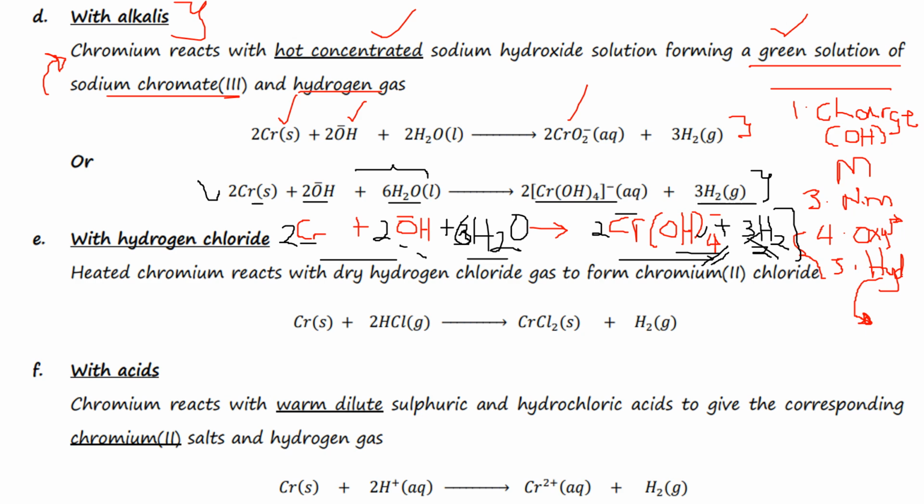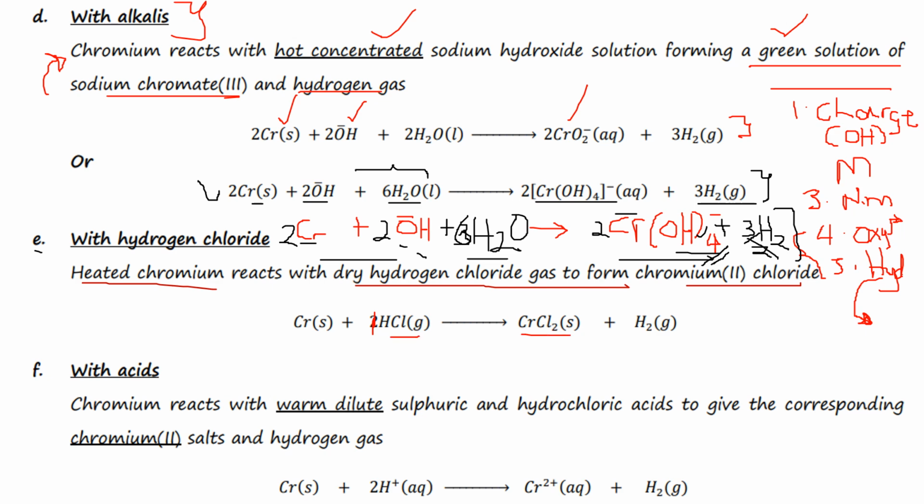So we go to part E, or the number 5, which is going to be the reaction involving hydrogen chloride gas. So the conditions first in the statement. So we're going to say that heated chromium reacts with dry hydrogen chloride gas to form chromium 2 chloride. And with that, you're going to have your chromium. Let's first remove the coefficients involved in balancing. So chromium reacts with hydrogen chloride gas to give us chromium 2 chloride.